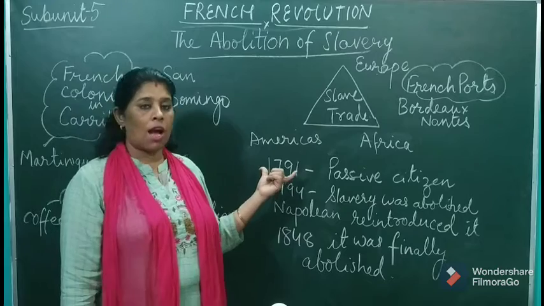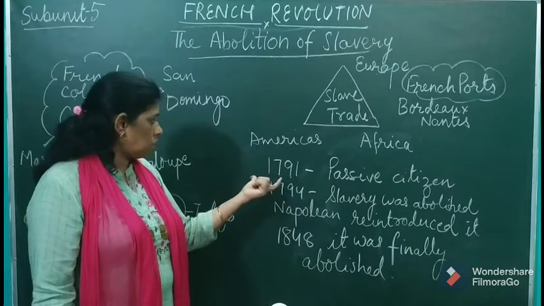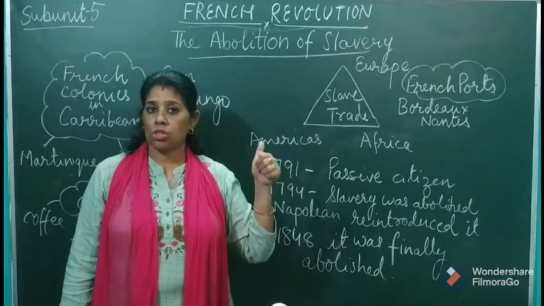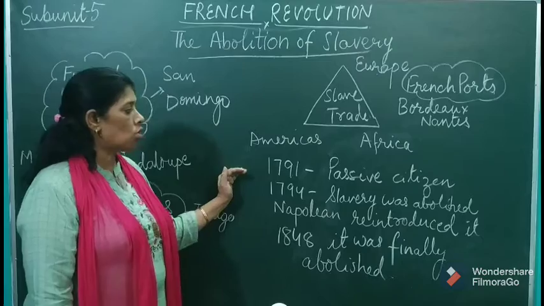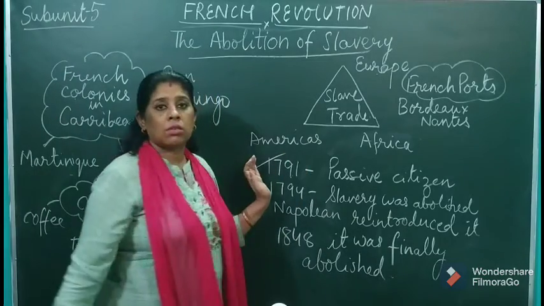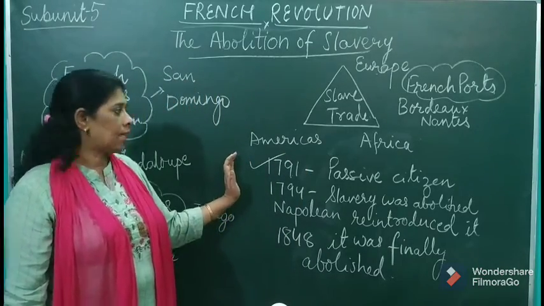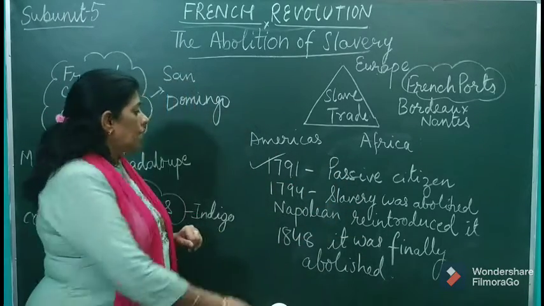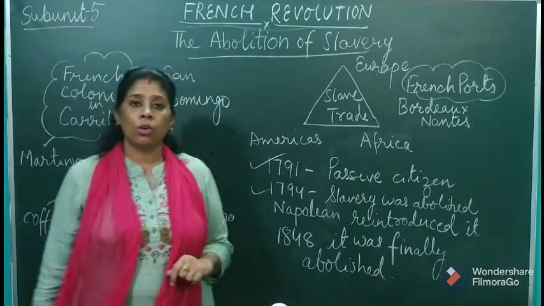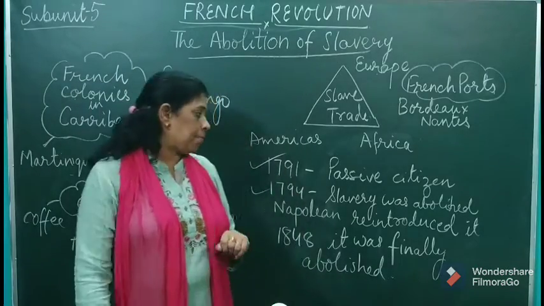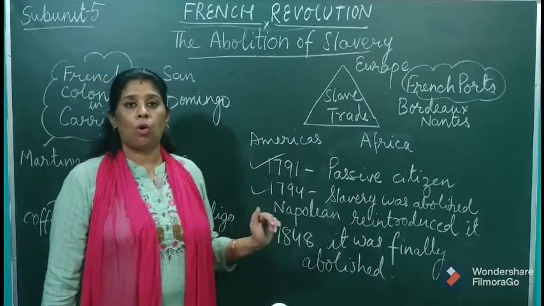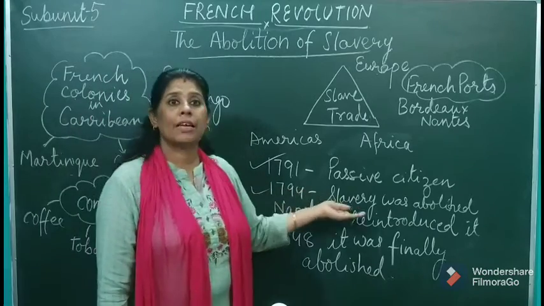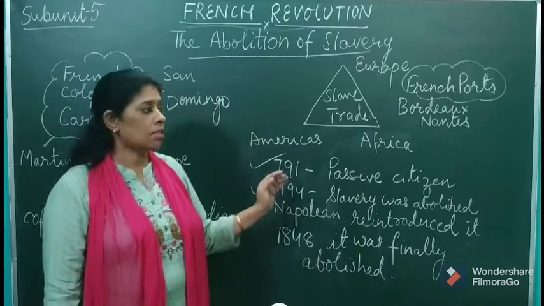1791, the first change after the French Revolution of 1789. So in 1791, when the Constitution was changed, in that also slaves did not get any advantage. They were considered passive citizens, meaning slavery still continued. Then again in 1794, when the Convention government came, Robespierre wanted equality. So during that time slaves were happy because slavery was abolished, and it lasted for 10 years.